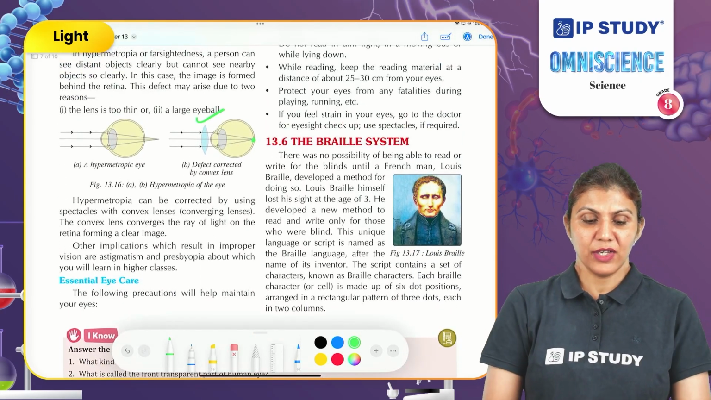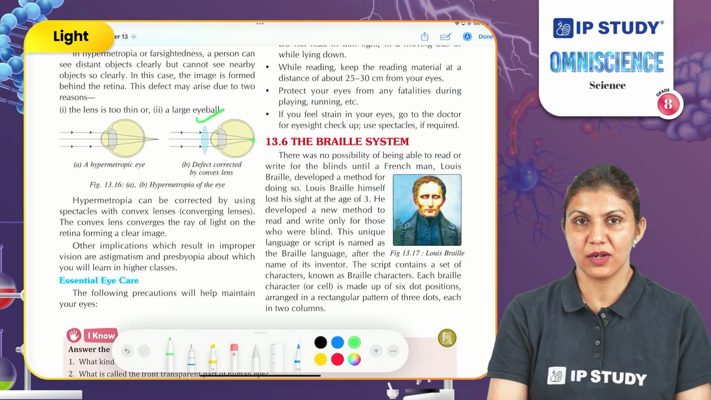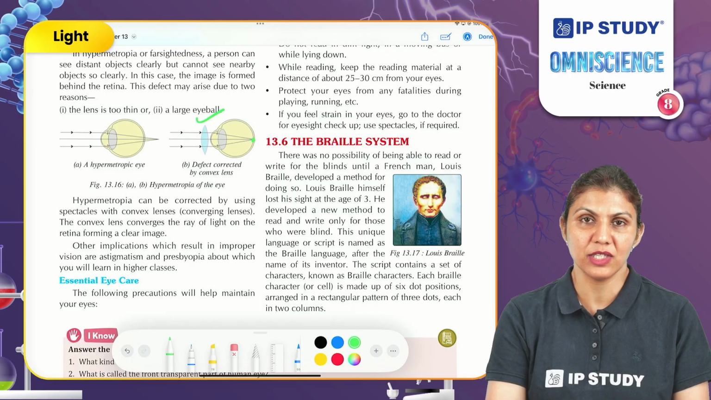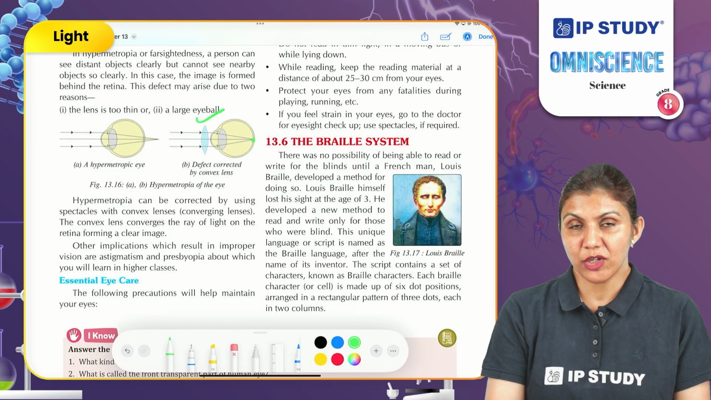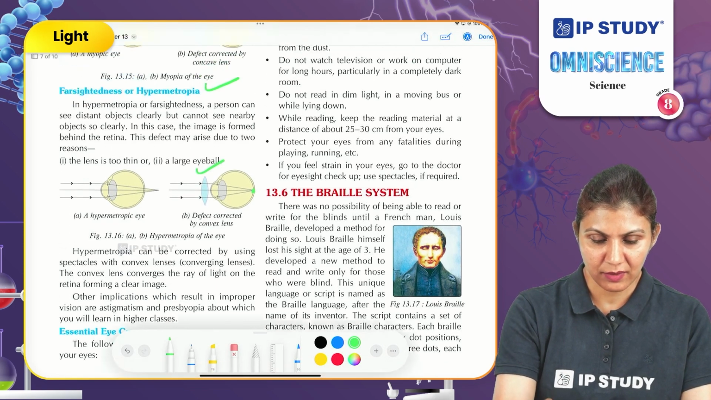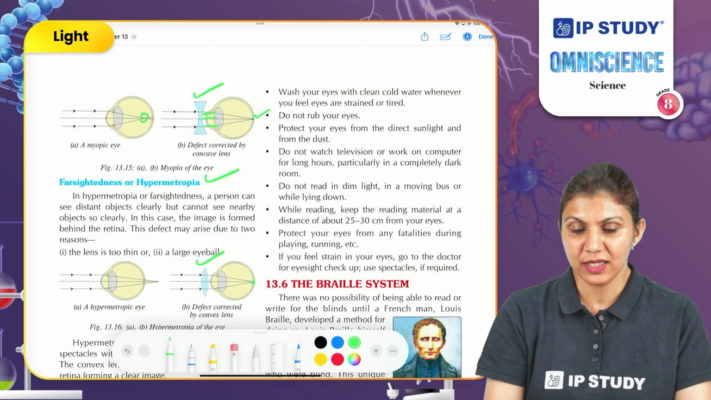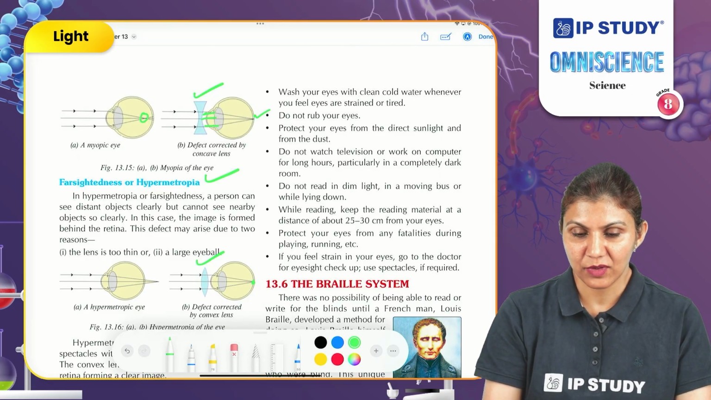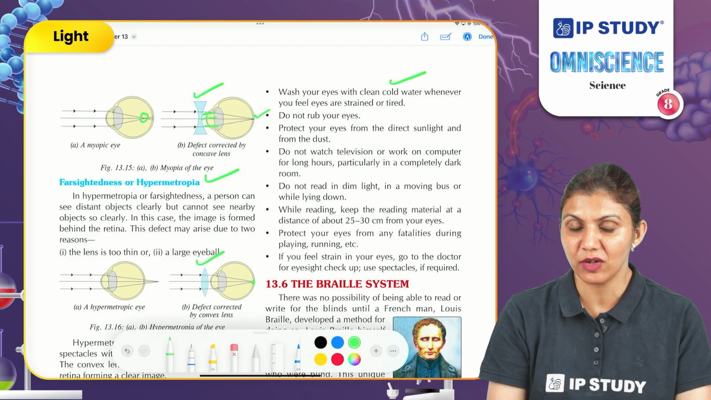As we know, eyes are a very essential organ. If there are no eyes, you cannot see the surroundings, you cannot enjoy the surroundings. So what you need to do is take care of your eyes properly. To maintain the good health of your eyes, first, keep your eyes clean. Wash your eyes with clean cold water. Do not wash your eyes with hot water.